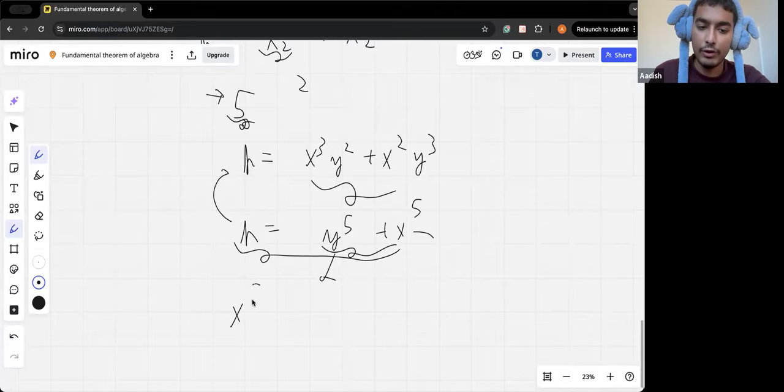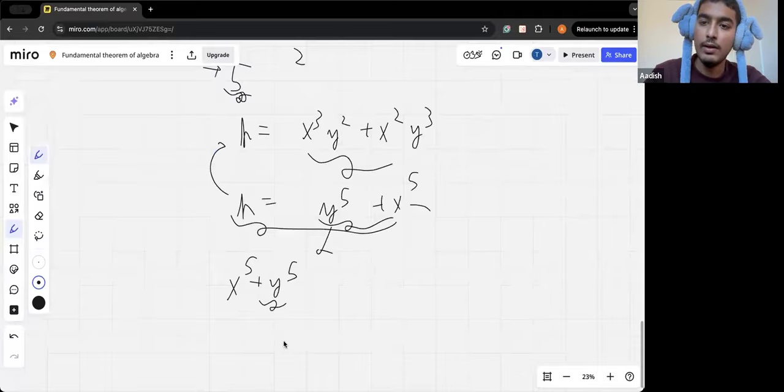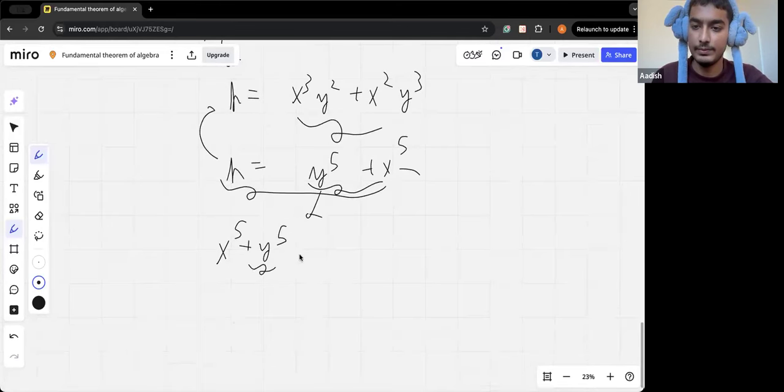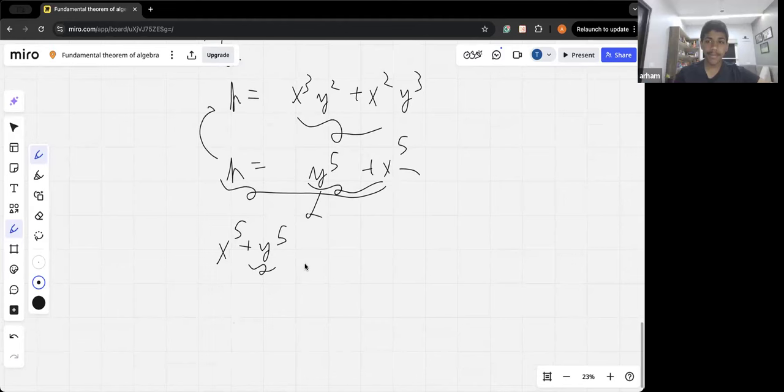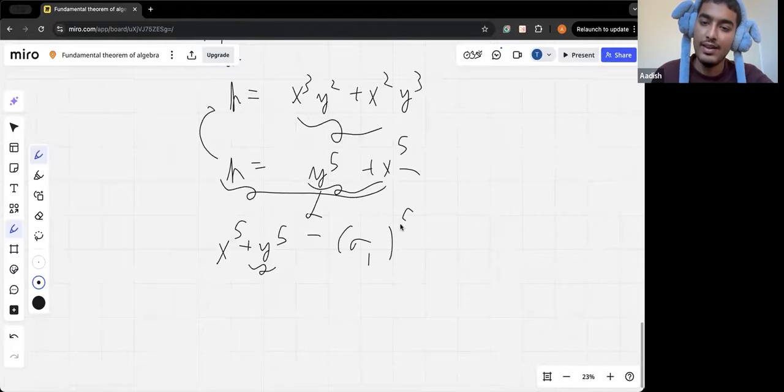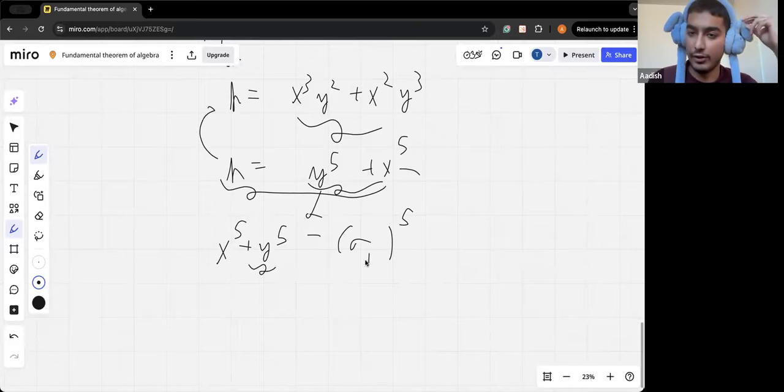Start with x^5 + y^5, where we are defining degree in terms of y. You want to get rid of the highest degree term, which is y^5. How will you do that? Just subtract sigma 1 to the 5. Correct. This gets rid of the y^5 term, so you'll get a degree 4 polynomial.